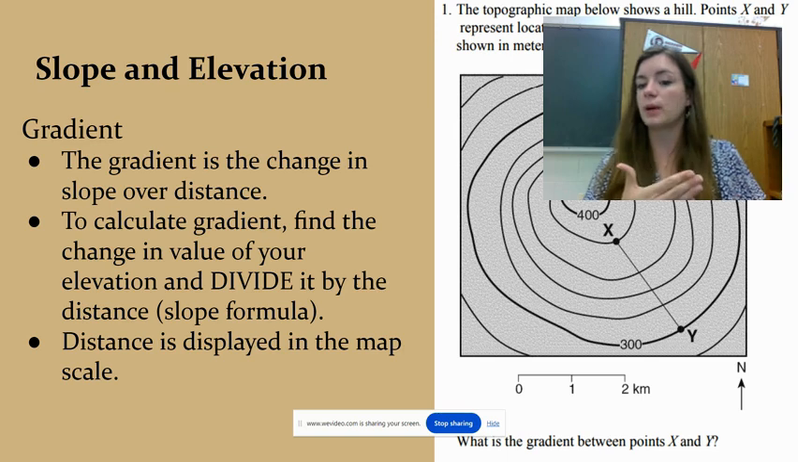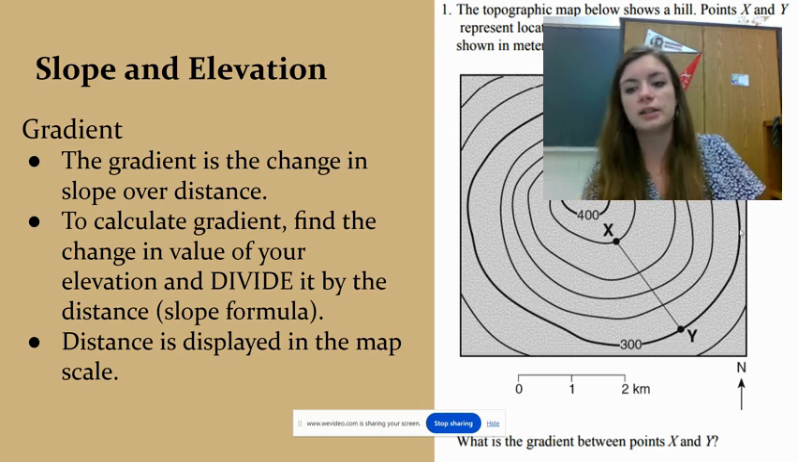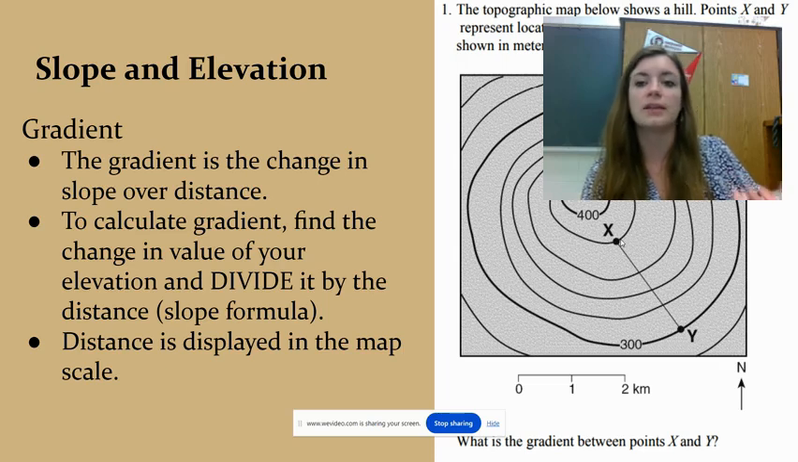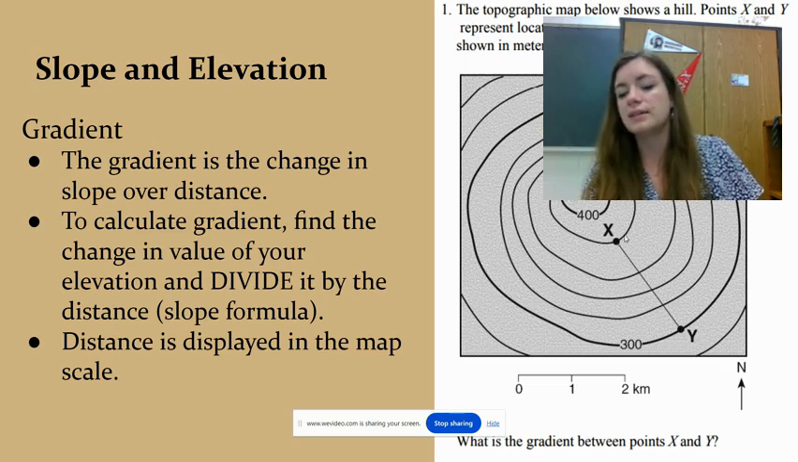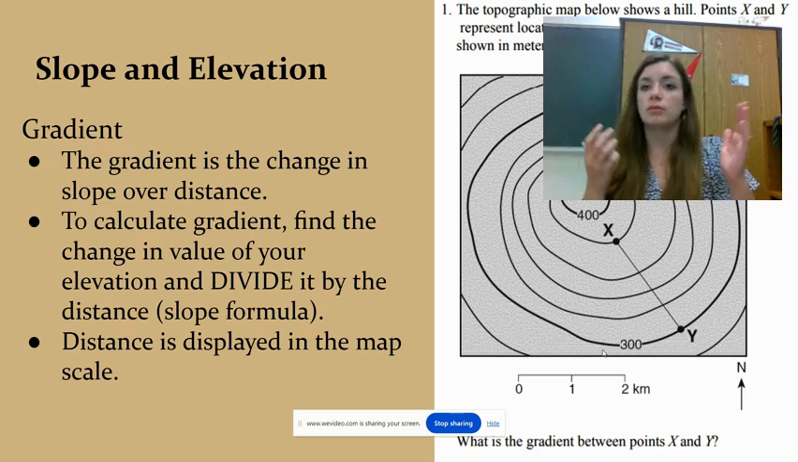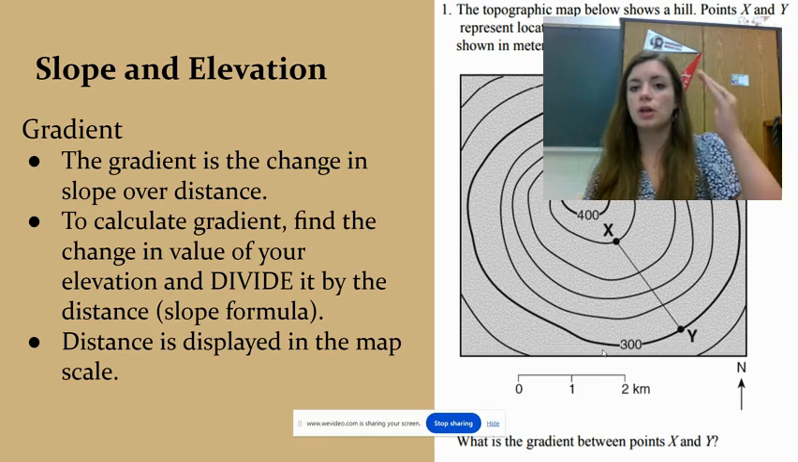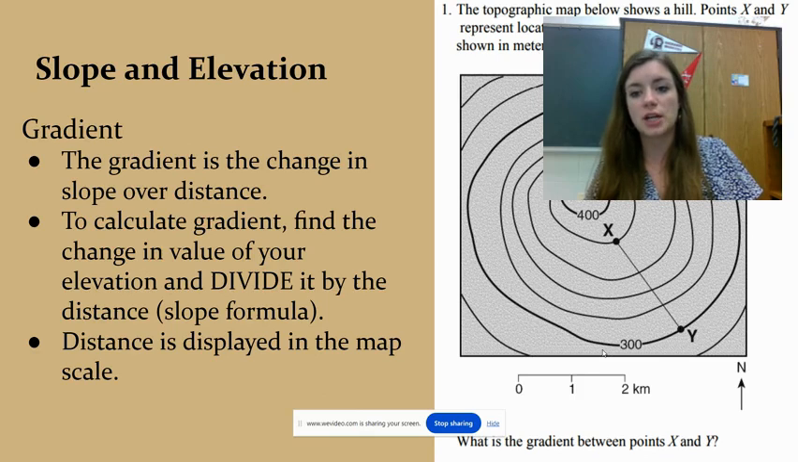So I know that I'm counting by 20s, which is great because I already know what y is, but x is not on an index contour line, so it's not labeled. I have to figure out what it is. It's on the line 1 less than 400, so that would be 380. So x is equal to 380, y is equal to 300. What's my change in elevation? 380 minus 300 is 80. That's my change in elevation, but I still have to divide it by my distance.